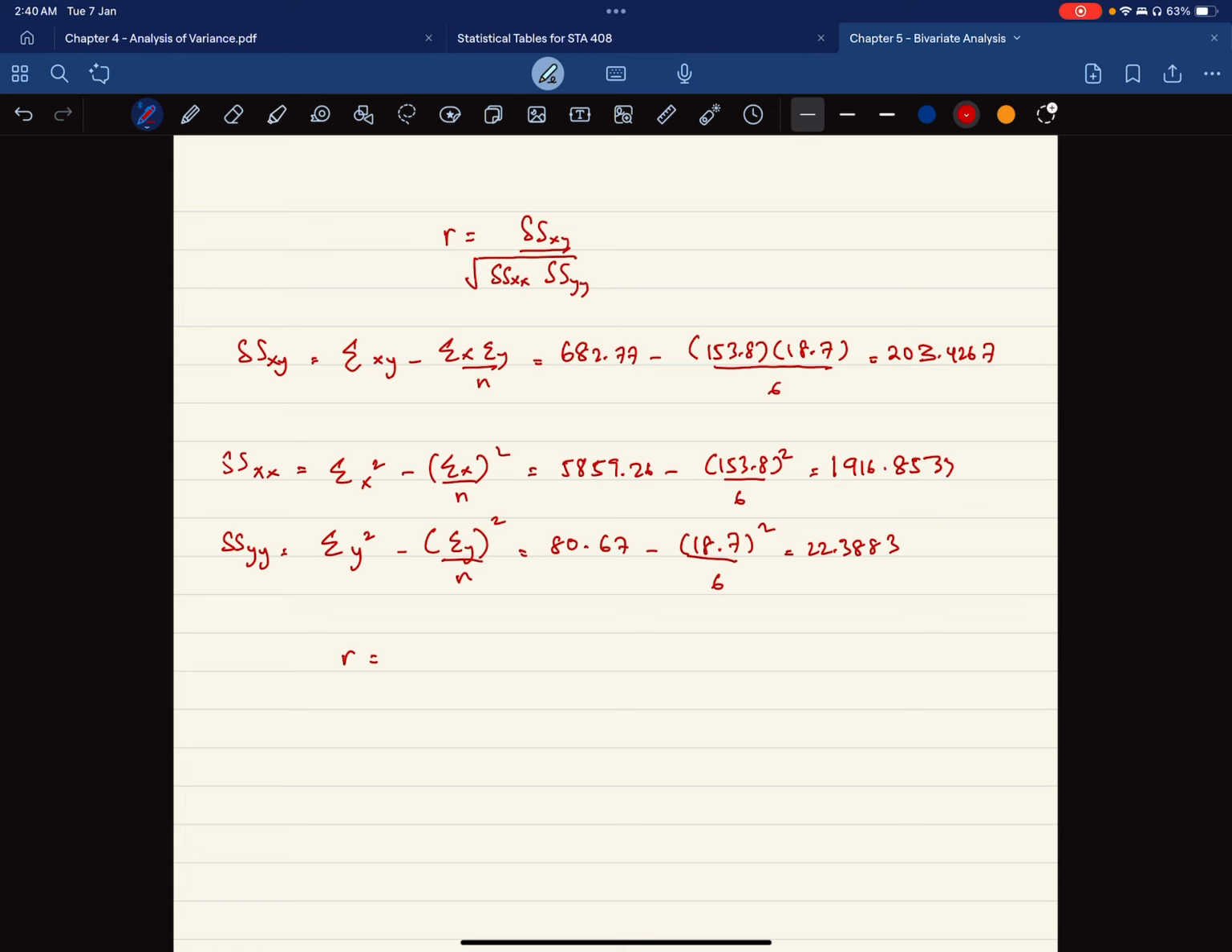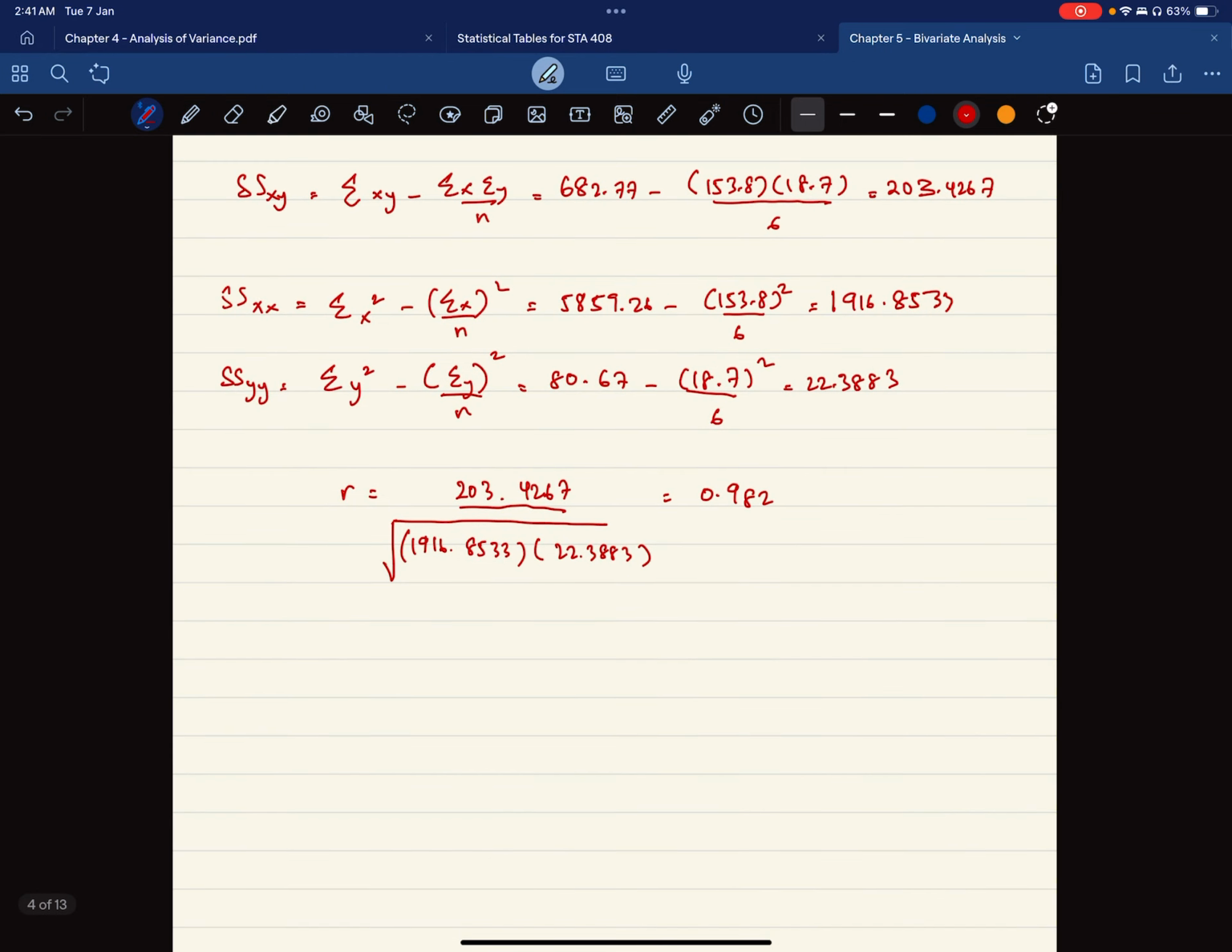Now for the last part, you calculate the r: 203.4267 over the square root of 1916.8533 times 2.3883. When you do the calculation, you will get the value of 0.982. So this is your r.